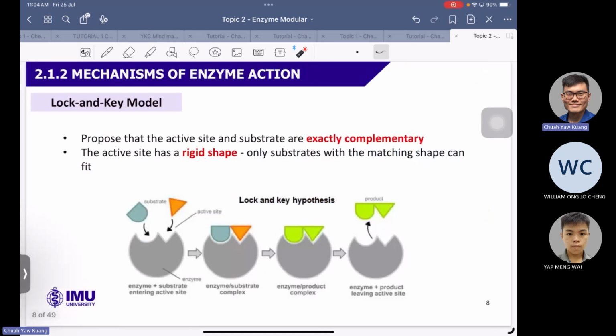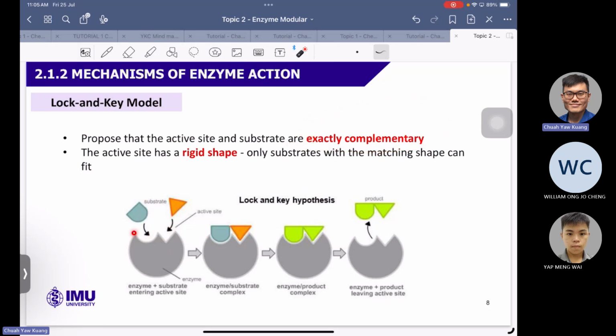Under his hypothesis, he proposed that the enzyme and also the substrate must have exactly complementary shapes. Their shapes must be exactly the same. Then only they can bind. Because according to Fischer, the specificity of the enzyme is totally due to their shape. So that's why they are specific, because their shapes must be exactly the same. So when they are exactly the same, what does that mean?